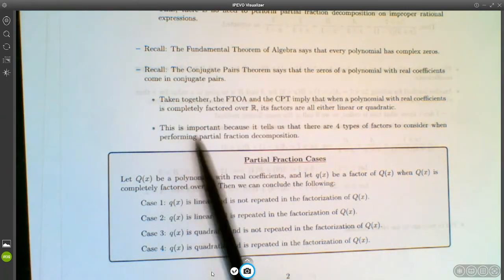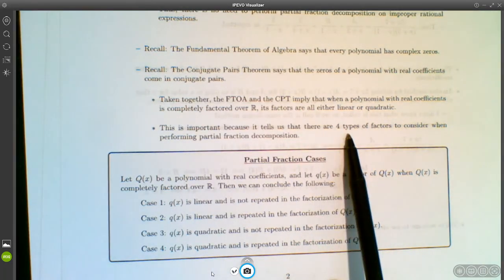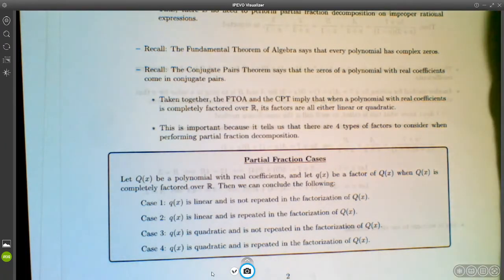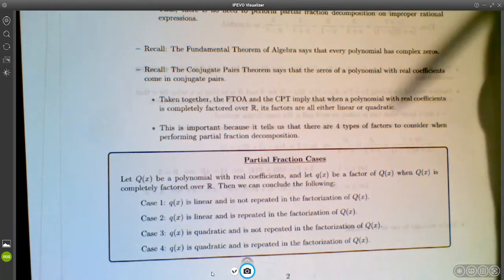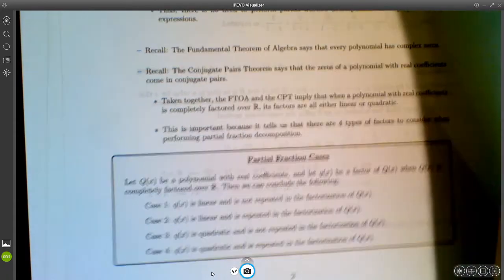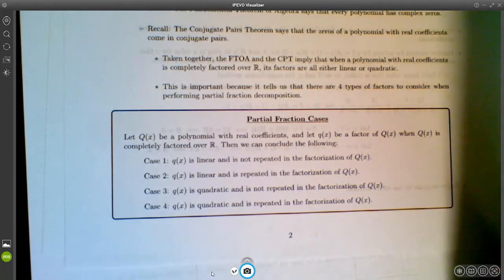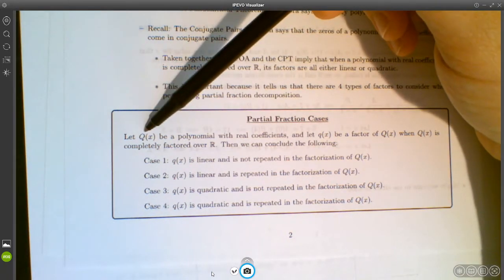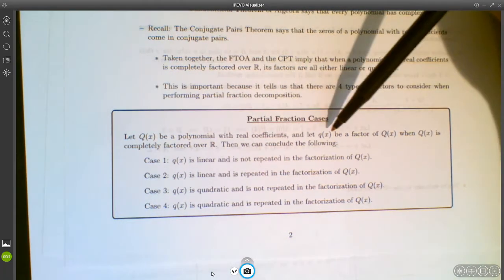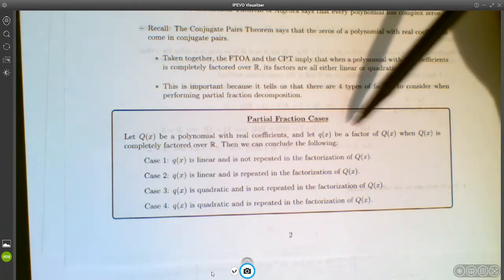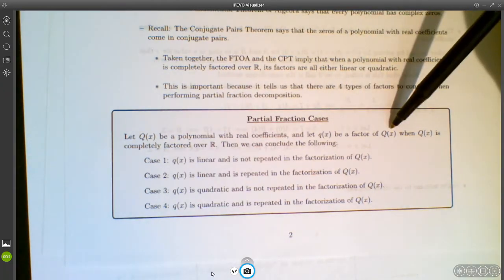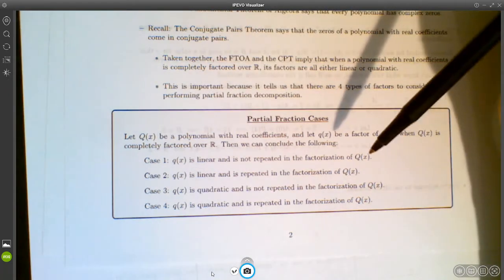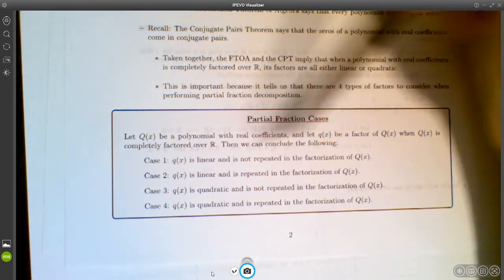And that's important because it tells us that there are 4 types of factors to consider when performing partial fraction decomposition. So here are the 4 cases, and what I'm going to do is walk you through an example of each case. But here are the 4 cases. So let's say that q of x is a polynomial with real coefficients, and that lowercase q of x is a factor of capital Q, when capital Q is completely factored over R. Then we can conclude the following.